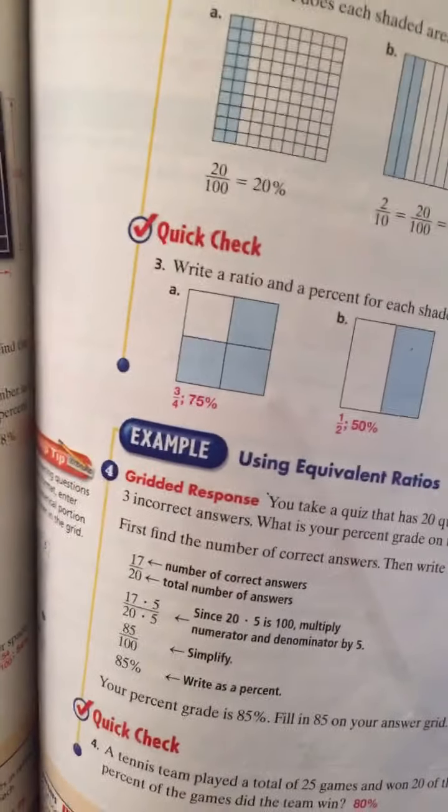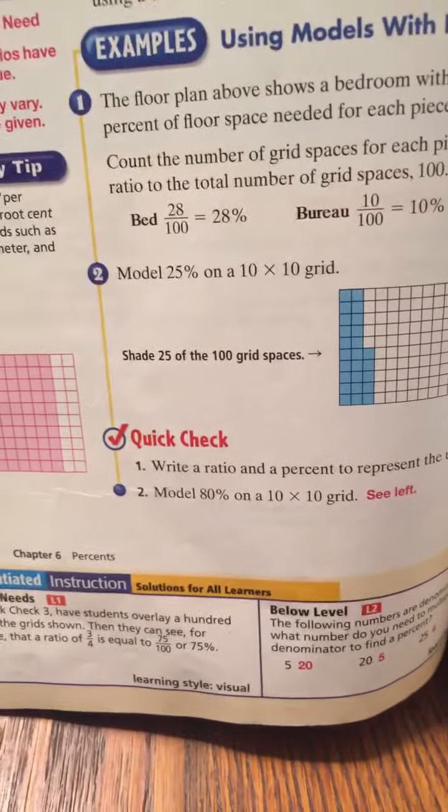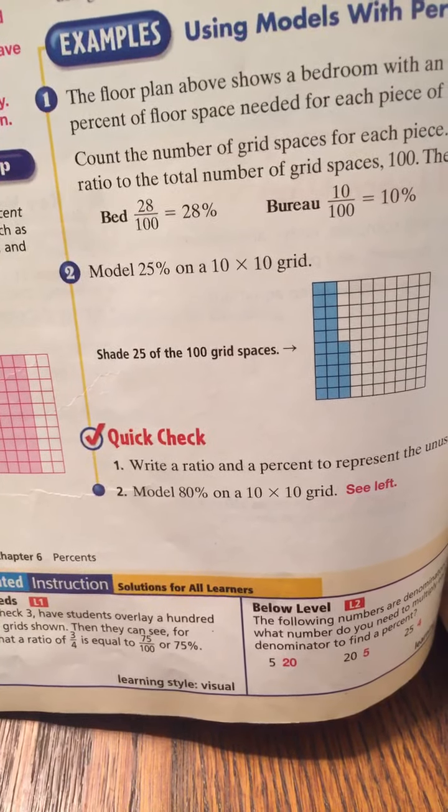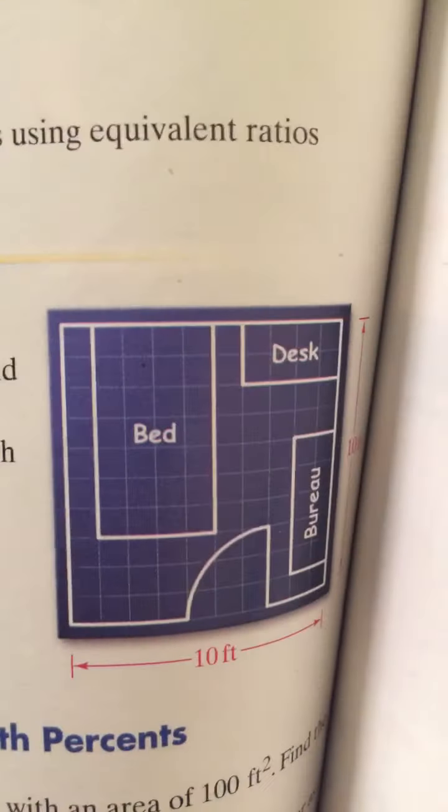Then quick check number 2 says model, you have a model that's 80% on a 10 by 10 grid. Just like we did up here. Now, what you should have for this lesson, hopefully you have some in your house, is some graph paper. If you don't have any graph paper, you don't need to go to the store and buy some right away, but it is the easiest to draw. If we're going to do some drawing, obviously having graph paper would be the easiest.